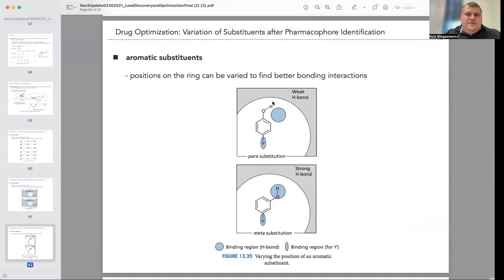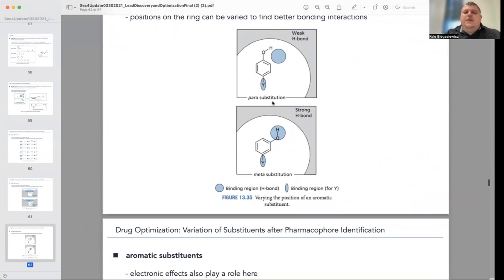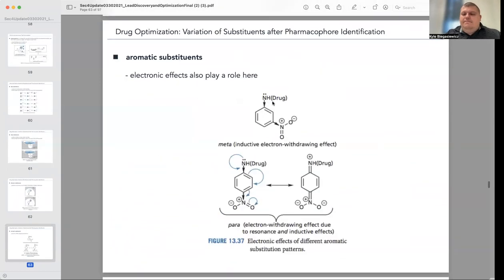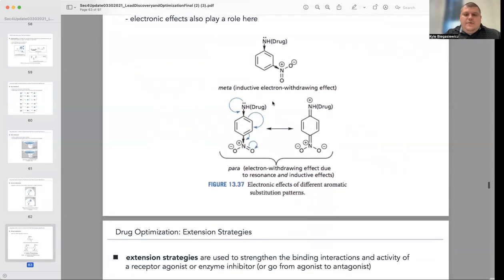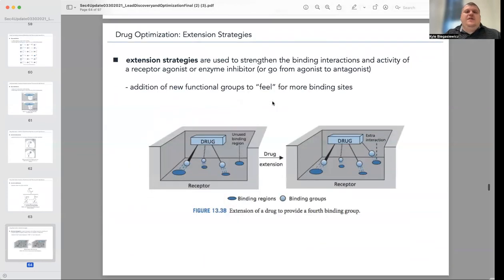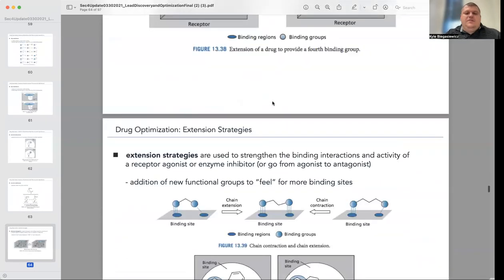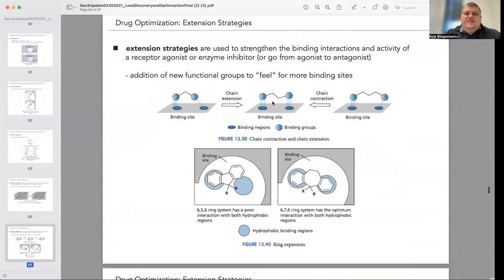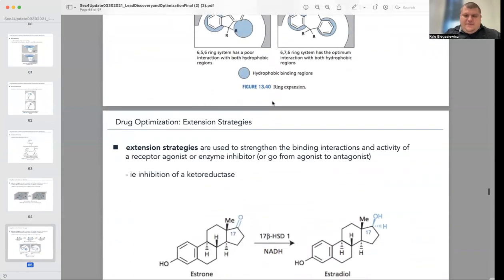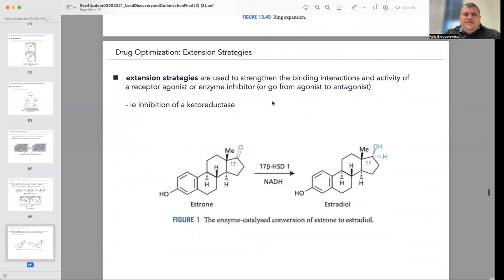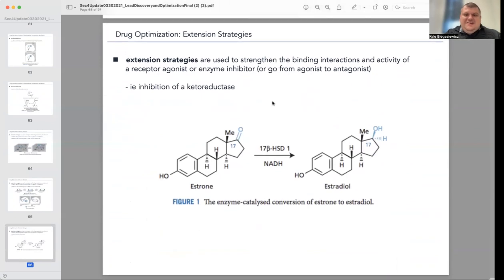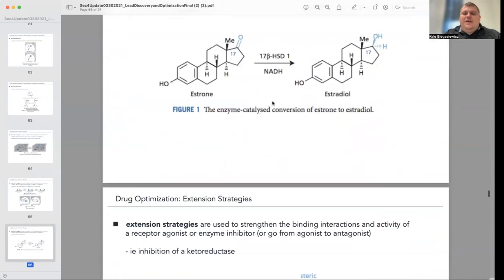Aromatic substitutions, 62 will definitely be important. I'm not going to ask a ton about electronic effects this time around. On 63, extension strategies, 64, definitely important. They continue on to 65. 65, I would definitely know those. Extension strategies also continue on to 66. So knowing those would be good.